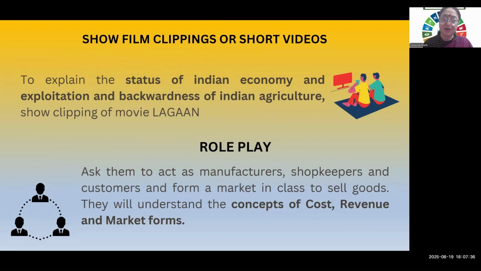So if you do that kind of role play, the children will quickly understand how things are valued, how the product is priced from the manufacturer's angle, how the goods are transported from the manufacturers to the wholesalers, and from the wholesalers to the retailers, and how it reaches the consumers. So what is the basic cost at which a product is priced, and what is the revenue which the entrepreneur earns in the end after selling the product.